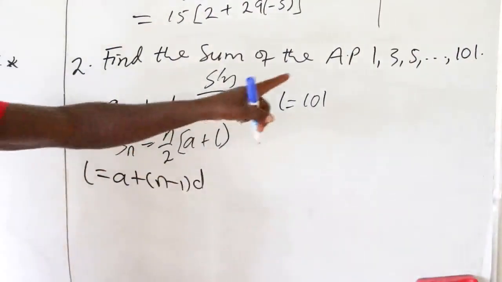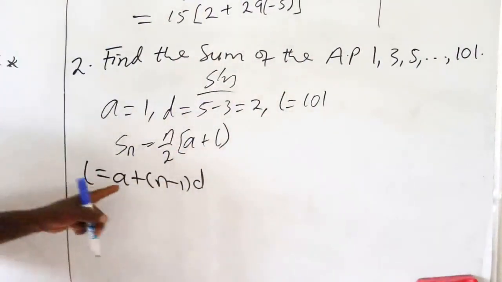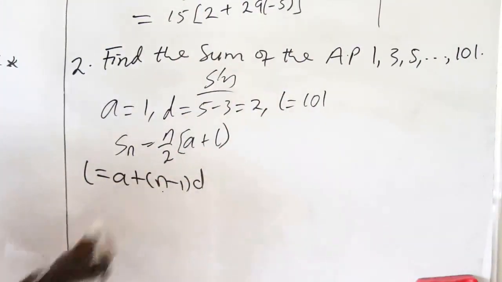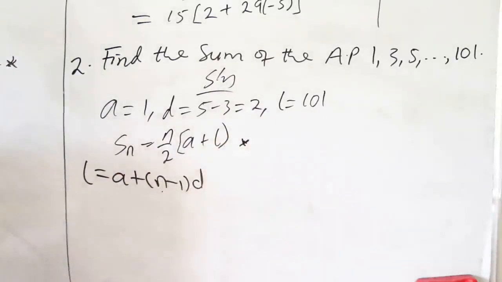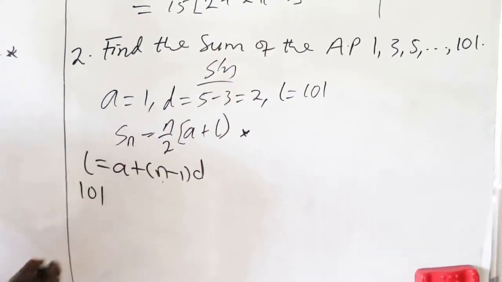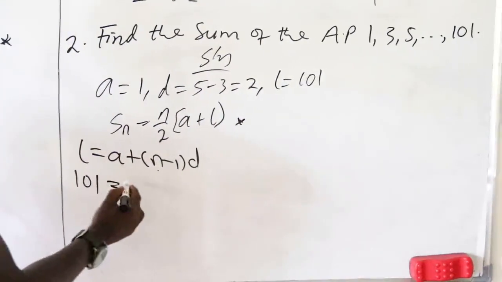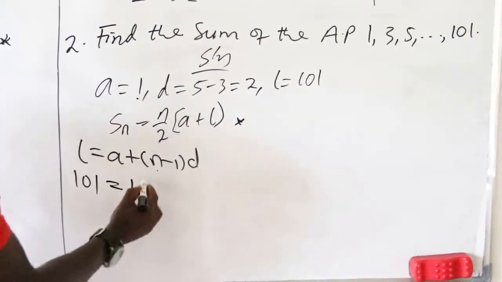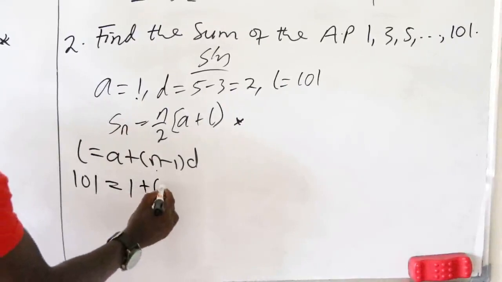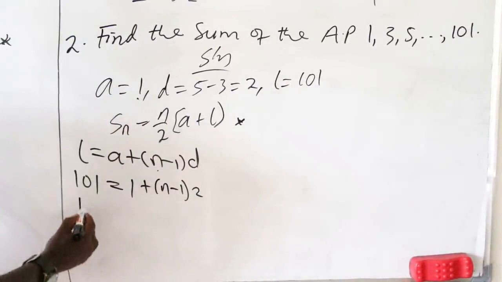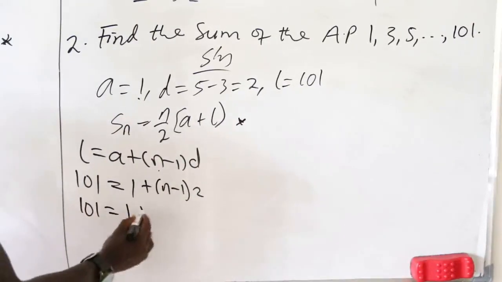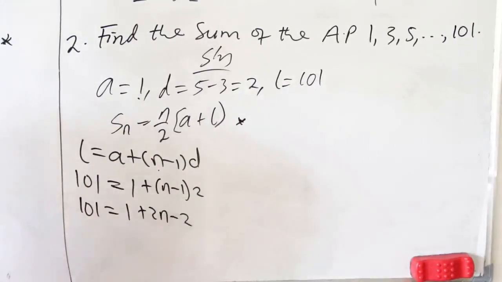So since we know L, which is 101, and we know A and D, we can find our n, so that we can go back and use this formula now to find the sum. So we now say 101, that is L, equals A, which is 1, plus n minus 1 times D, which is 2. So we have 101 equals 1 plus 2n minus 2.